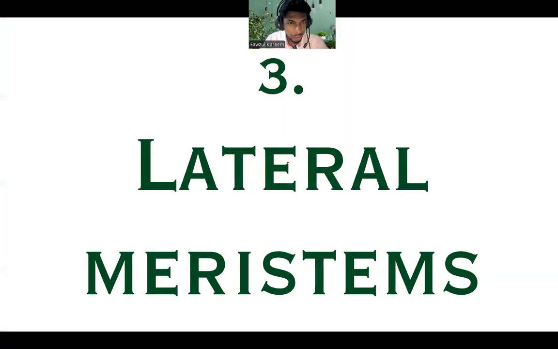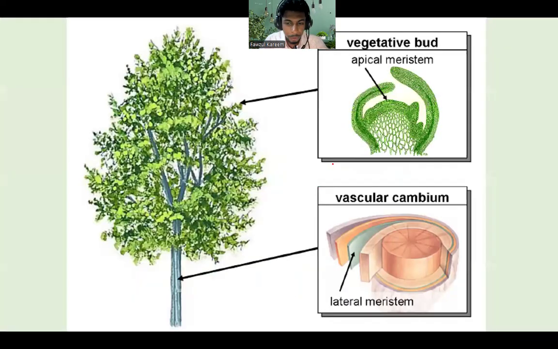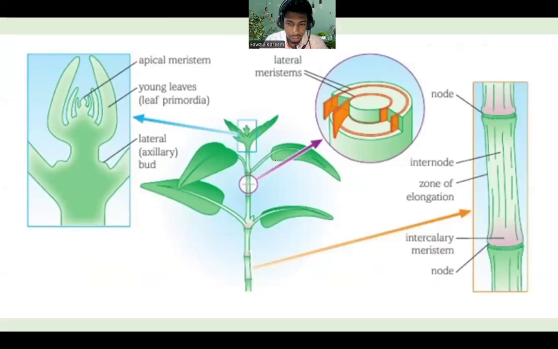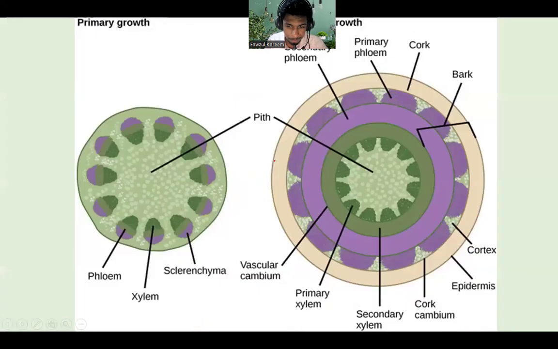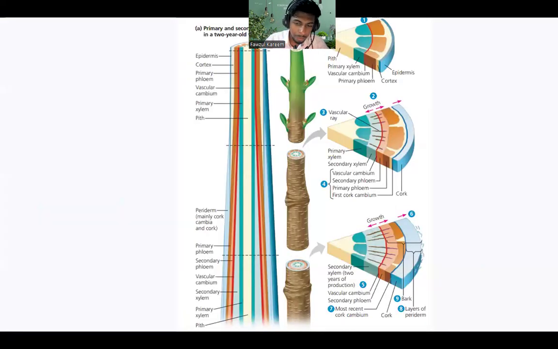Okay. So now we are going to start our third meristem, that is lateral meristem. Listen very carefully. Here you can see the image of the stem. Here we have taken the cross section of the stem. We are cutting the stem like this, and we have taken the cross section here.